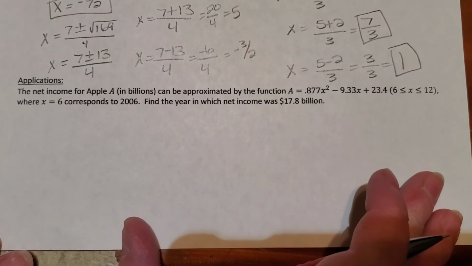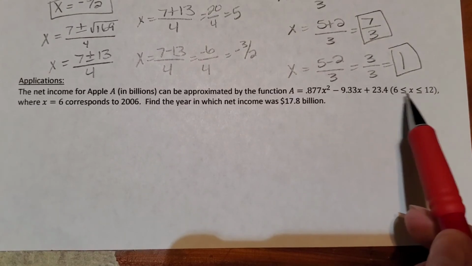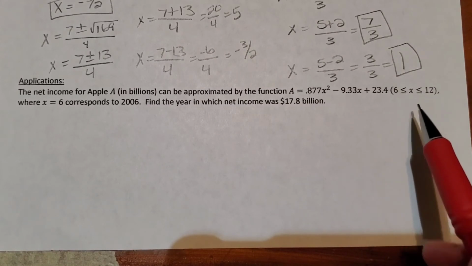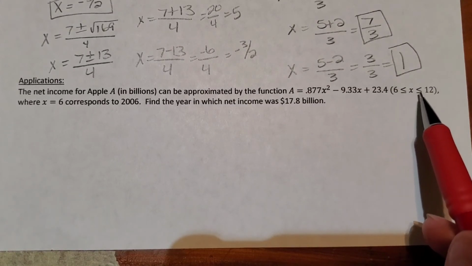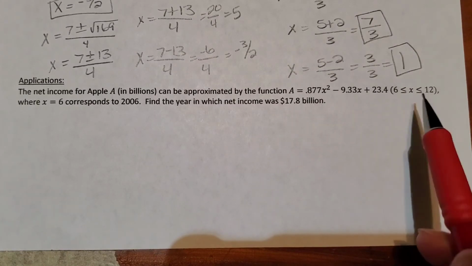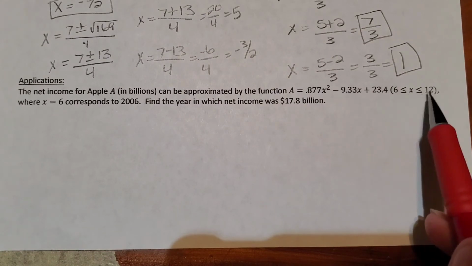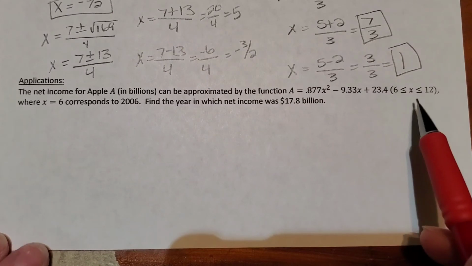A couple of applications is all we have left here. The first one says the net income for Apple, A, in billions, can be approximated by the function A is equal to 0.877x squared minus 9.33x plus 23.4. And then notice in parentheses, they're just kind of giving you a domain here. They're telling you 6 less than or equal to x less than or equal to 12. That means this model, this equation, only works when your x's are between 6 and 12 inclusive. That's the only x's that it works for.